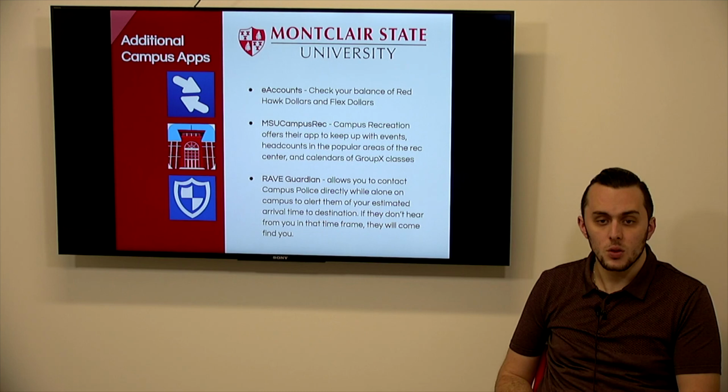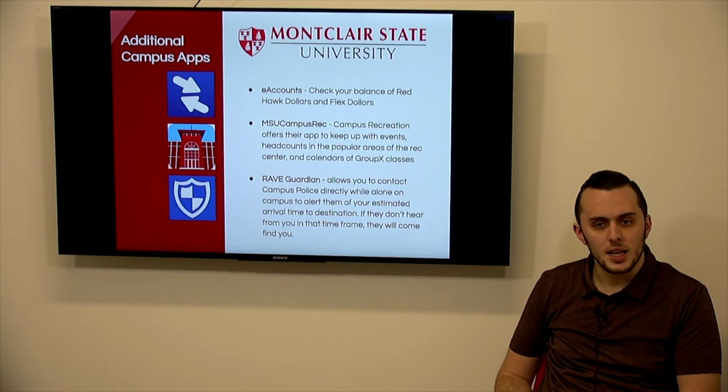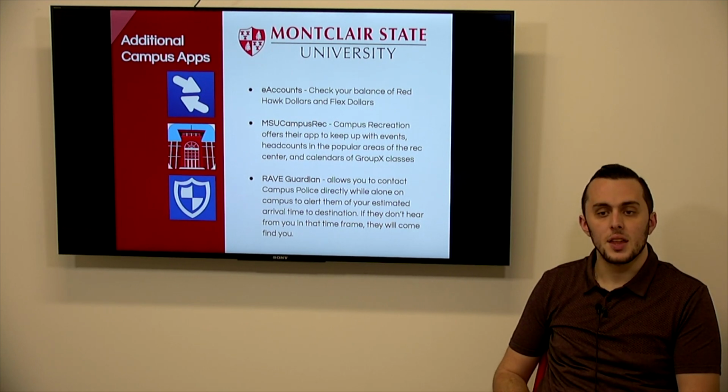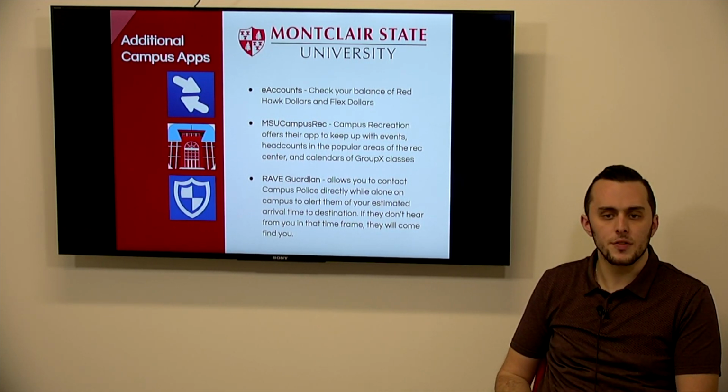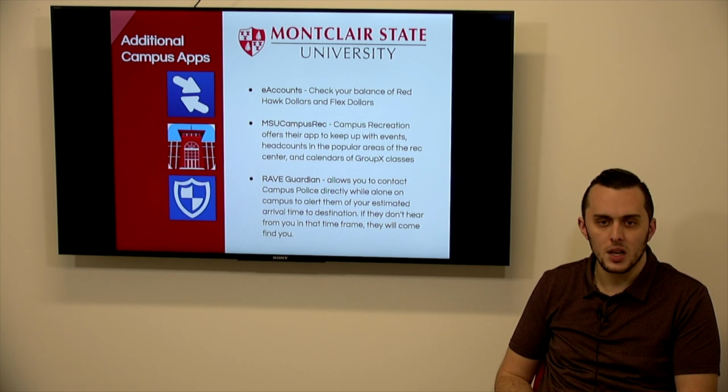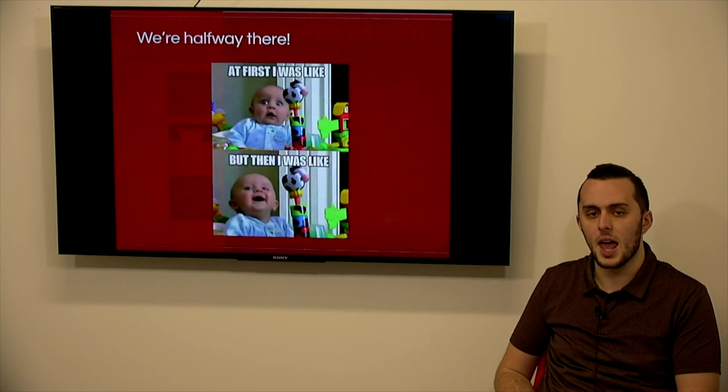And then the Rave Guardian app, which allows you to contact campus police directly if you're alone on campus, just to alert them that you're going from place to place and you want to be safe in that time frame. And if they don't hear from you in a certain time, they will come and find you based on the timer that you set in that app.